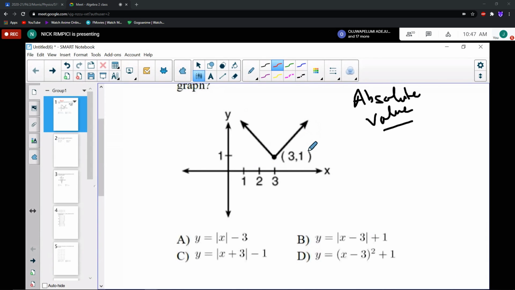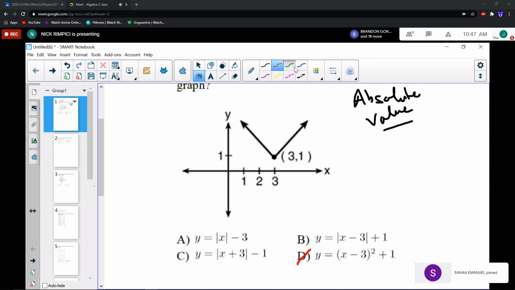Okay. So since I know it's absolute value, I can save myself the trouble and not check D because D is not absolute value. So I know it's not going to work. So I have A, B, and C to check. One of these functions is going to give me this diagram.